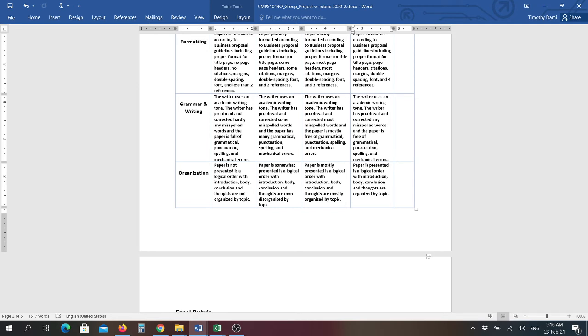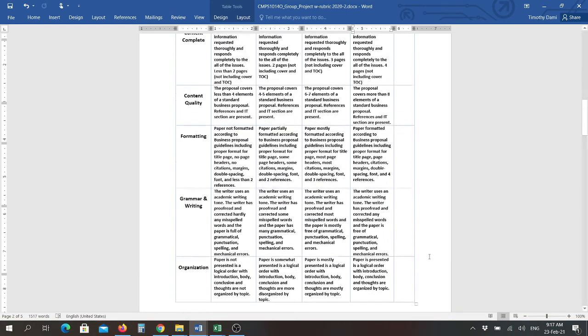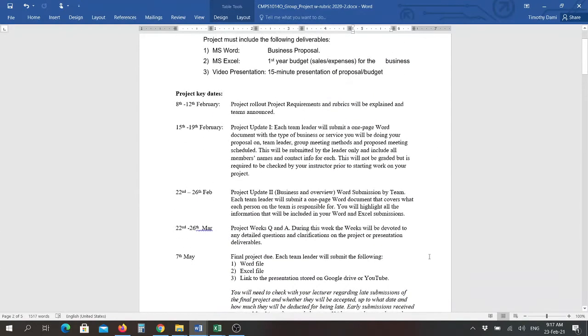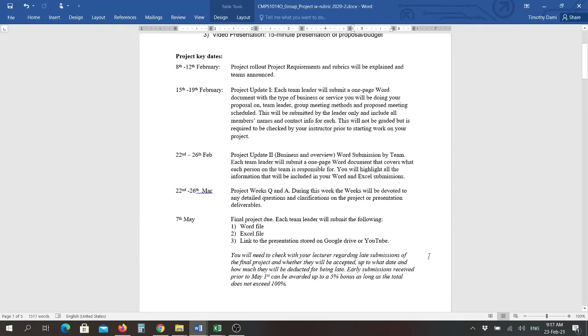So again, you don't have to have me or your lecturer check which business proposal format you're using, but you do have checkpoints. You have weekly sessions, and you also have the checkpoint in the rubric here where it says between the week of March 22nd to March 26th, that you can always double check and make sure you're on the right track.